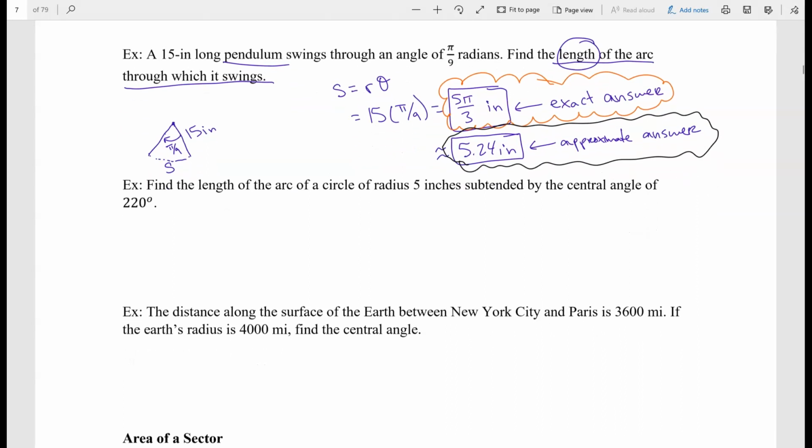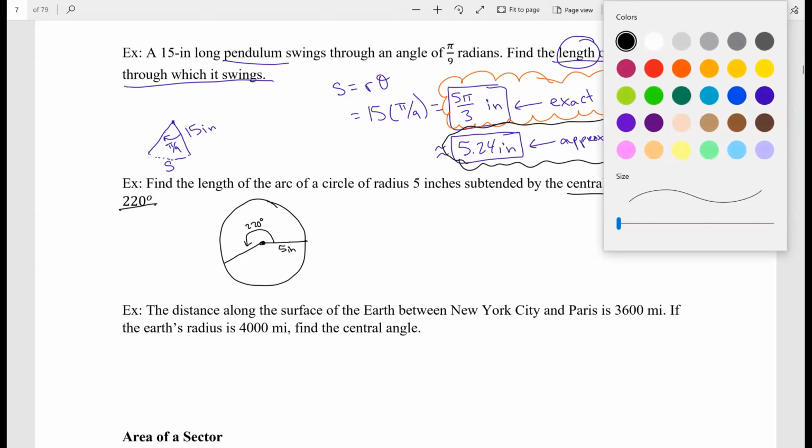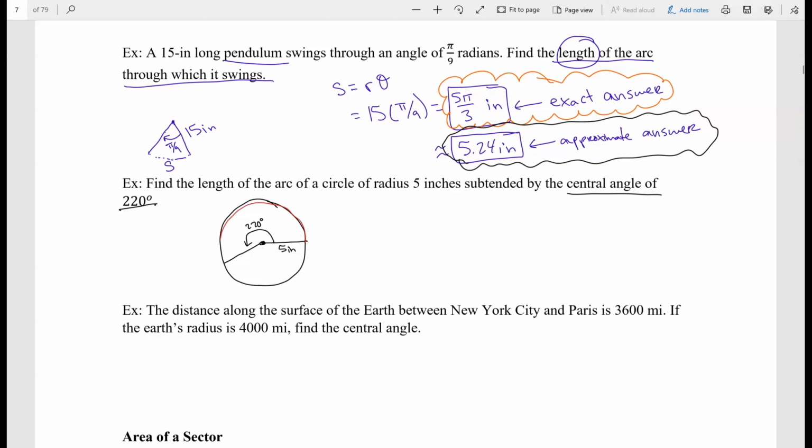All right, here's another problem. Find the length of the arc of a circle of radius 5 inches, subtended by a central angle of 220 degrees. Here is my circle. It has radius 5, so from the center to a point it's 5 inches. I am looking at a central angle of 220 degrees. If this is 180, then it'll be around here. This whole angle is 220 degrees, and we're looking for this arc length, all of this length.